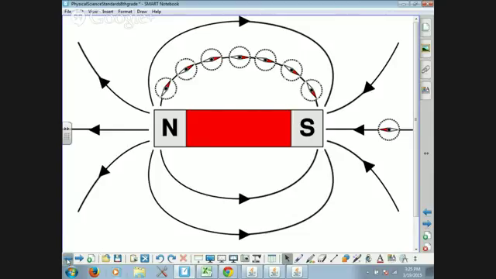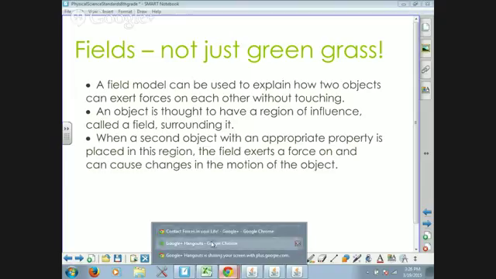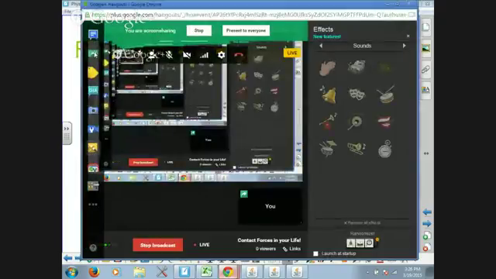We model lots of things in science. I have cell models in my classroom, and they help me explain cells because it's not like you can see my cells very closely. So a field model is just a way to explain it. Now, an object is thought to have a region of influence called a field surrounding it. I'm going to come back over here real quick, and we're going to stop the screen share for a minute.